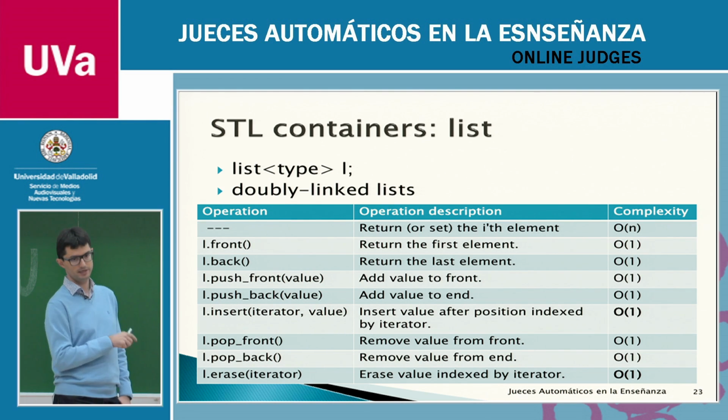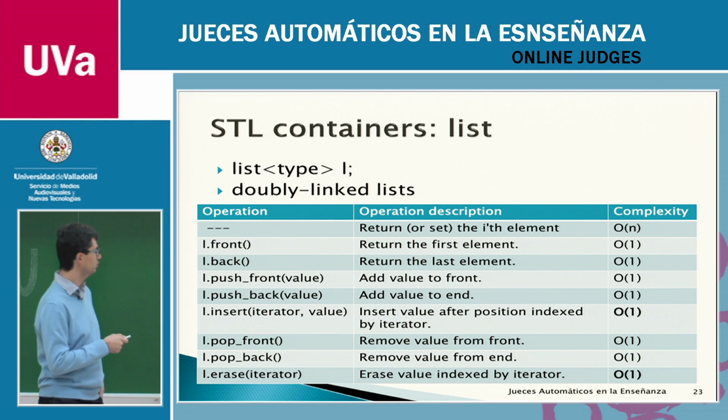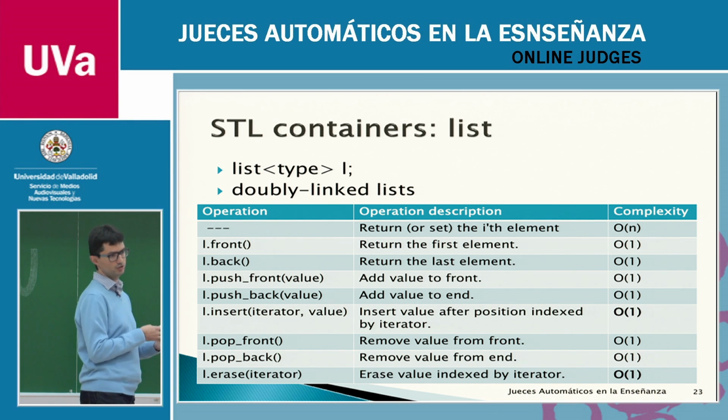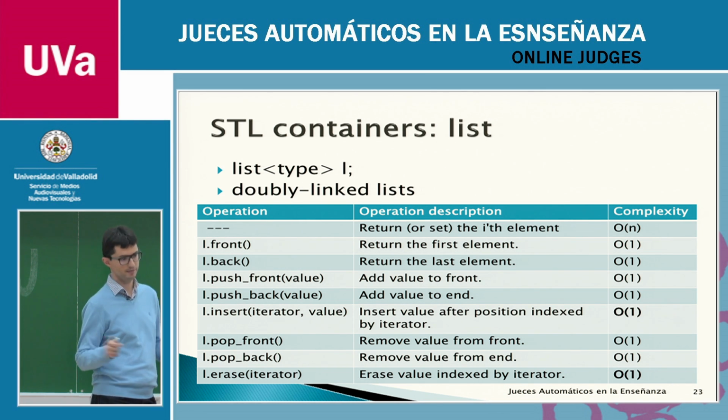The list has a better behavior when you insert an element and when you remove an element. So these operations are very efficient. They take constant time. However, if you are going to find a place in the list or find something, you have to go over all the elements, so it takes a lot of time compared with the vector.